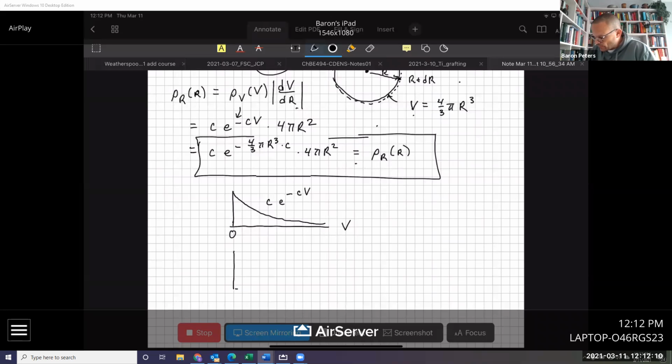After I convert it, I get something that looks like this. Notice it starts out with a 4 pi r squared times C coefficient in front, and it ends up with an e to the minus r cubed. That's a really fast decaying exponential. So it's going to do something like this. And why is it doing that?